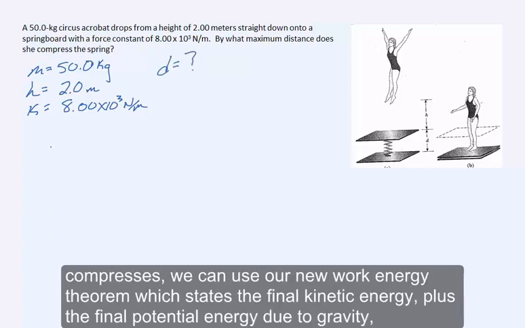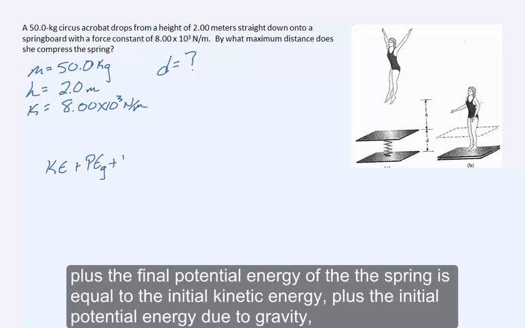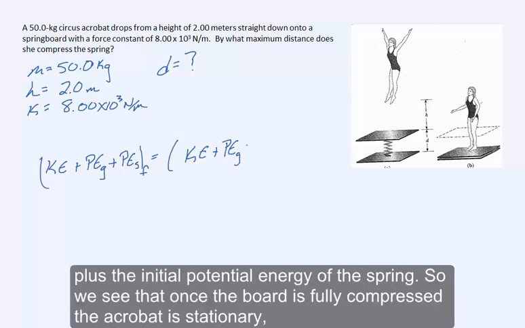We can use our new work energy theorem, which states the final kinetic energy plus the final potential energy due to gravity plus the final potential energy of the spring is equal to the initial kinetic energy plus the initial potential energy due to gravity plus the initial potential energy of the spring.